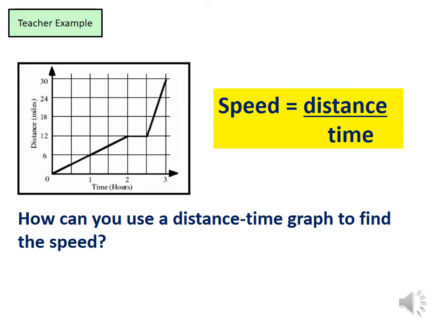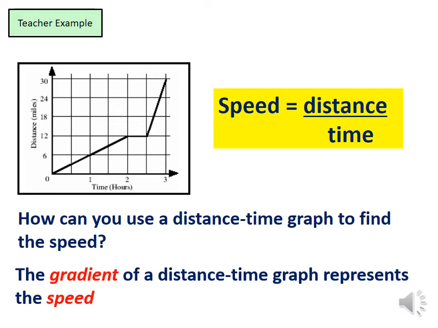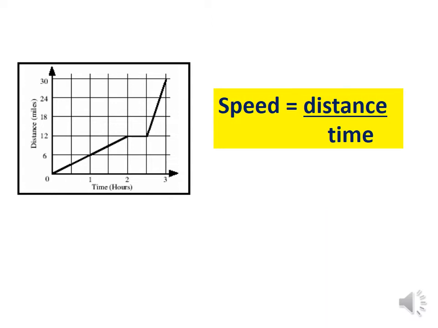So how can you use a distance time graph to find out speed? We just need to find the gradient of the line, and that will tell us the speed at which the object is travelling. If I wanted to work out the speed for the first 2 hours of that journey, I would have to work out the gradient of that line. If we're just interested in this part, we know speed will be our gradient.